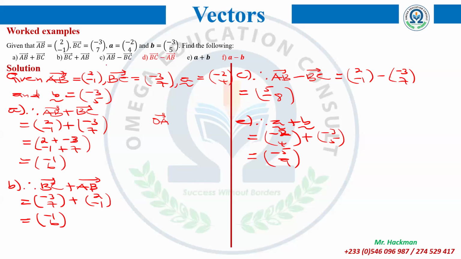plus your BC vector, vector BC is negative 3, 7. So you just substitute the corresponding vectors. Okay, don't forget your equal to, that's your first step. Your next equal to, your next step equal to.